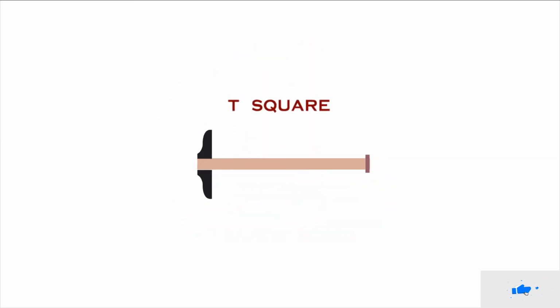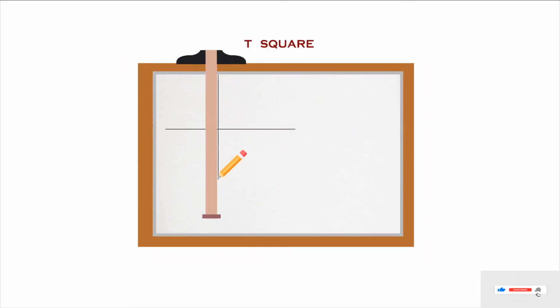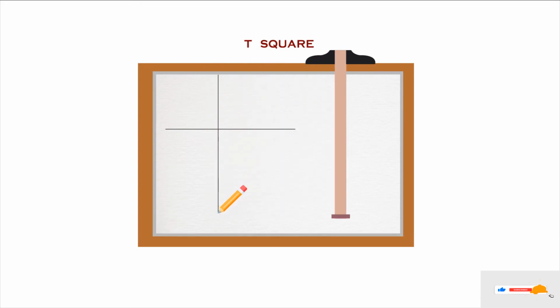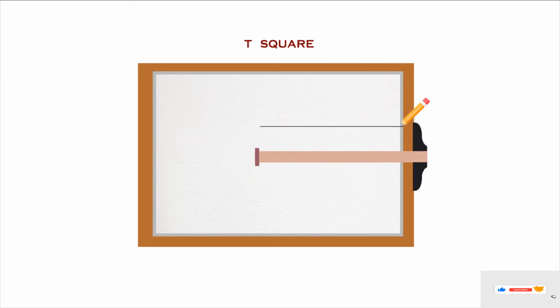T-square. A T-square is used to draw horizontal and vertical lines on a drawing sheet. The edge of the head is at a uniform level and attached to the edge of the board. The working edge is used to draw lines anywhere on the sheet by moving the instrument top to bottom.